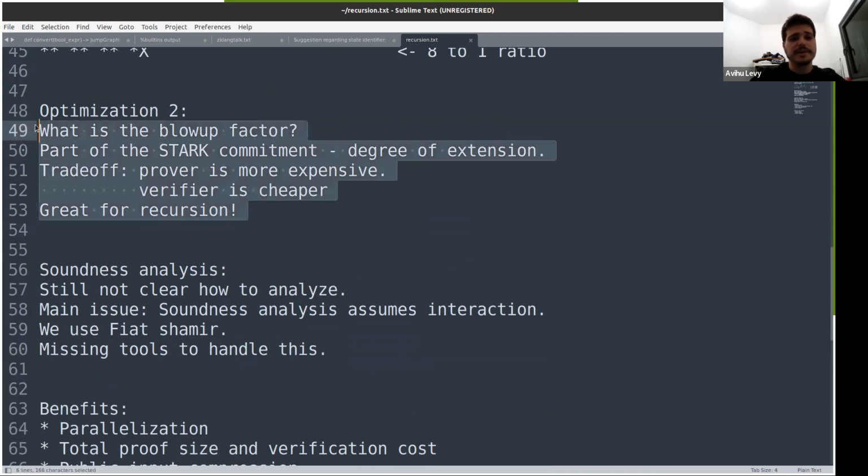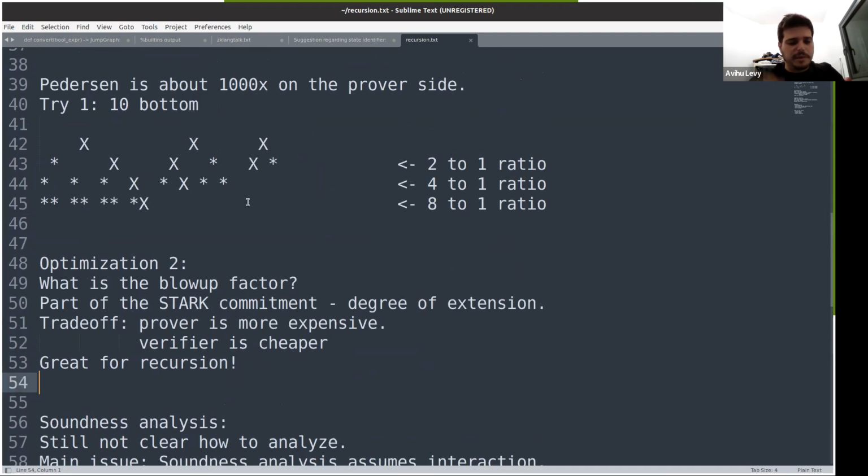Another optimization we can do is regarding the blow-up factor. So what is the blow-up factor? Part of the Stark algorithm is, like you've seen above, committing using a Merkle tree on a low degree extension of this data, of this trace. So what is this degree of extension? It's a parameter we can play with.